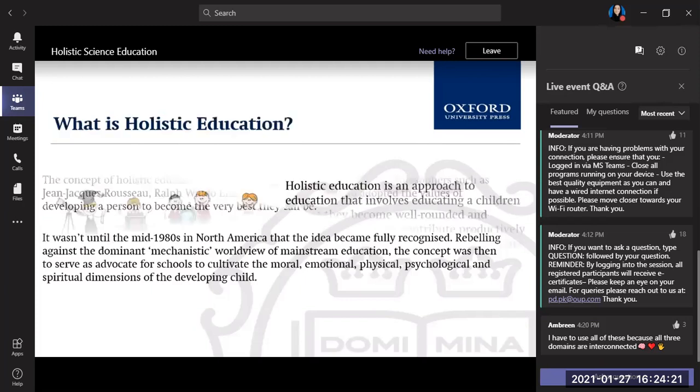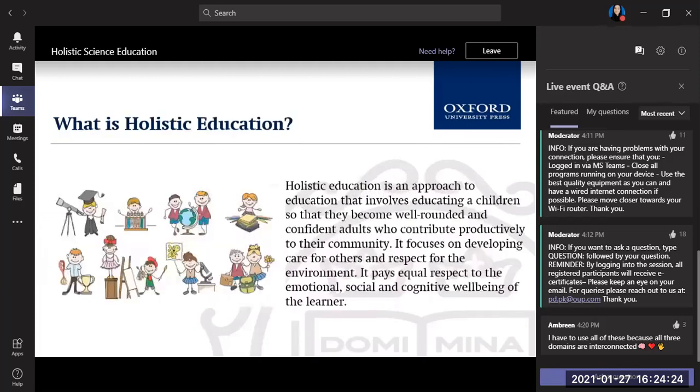Now, in its simplest definition, holistic education is basically an approach to education that involves educating a child in a manner that the child becomes a well-rounded and confident adult who can contribute productively to the community and even beyond the community. It focuses on developing care for others and respect for the environment, and it pays equal respect to the emotional, social, and cognitive well-being of the learner.